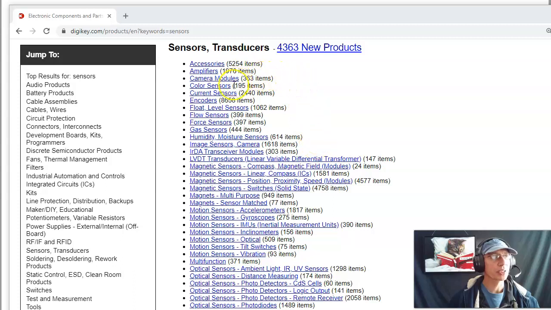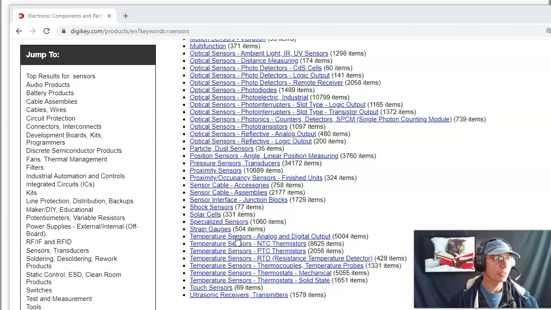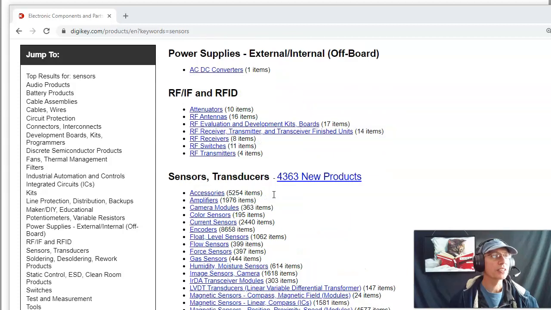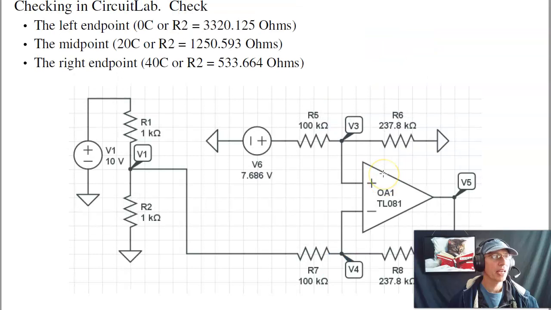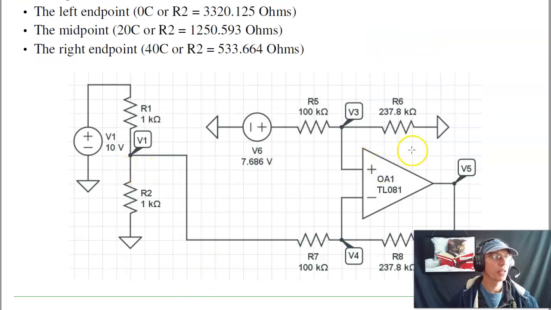I can now measure color, current, level, flow, forces, gases, humidity, magnetic field, motion, pressure, proximity, shock, strain, temperature, touch, distance. DigiKey sells, I think last time I counted, over 19,000 different sensors. Almost all are resistive in nature. So by just buying one of these sensors and putting that into your circuit for R2, I can now measure temperature, pressure, flow, light, force, dust, magnetic field, pretty much anything you want.